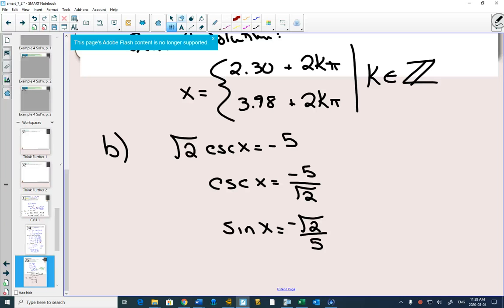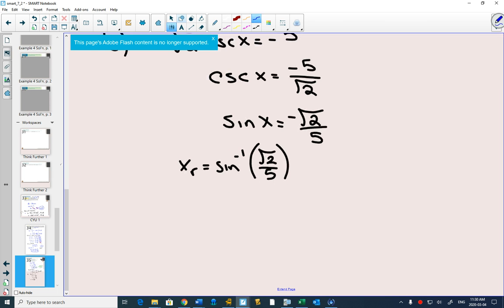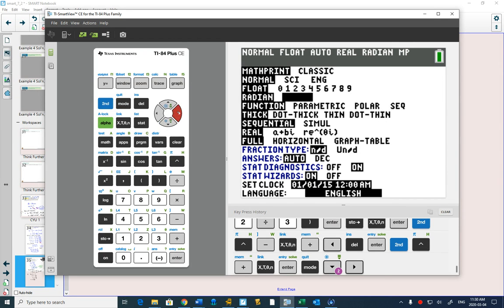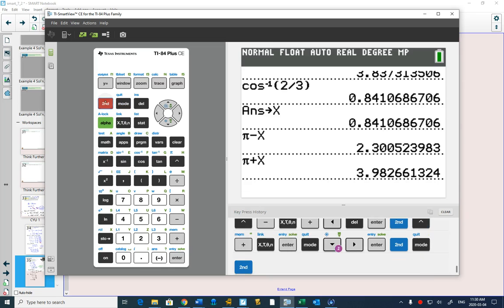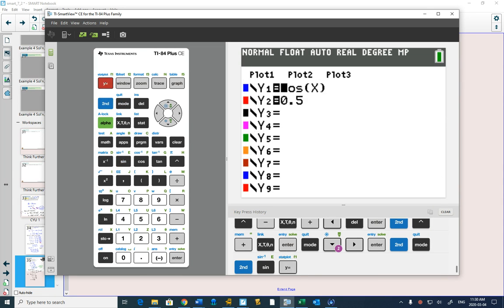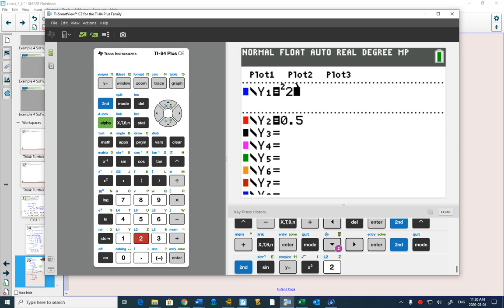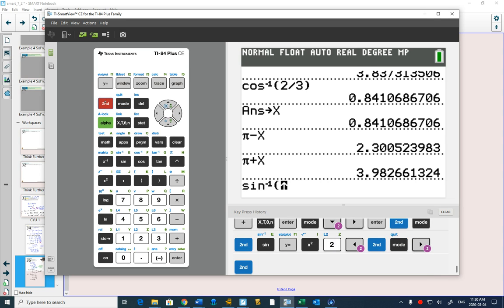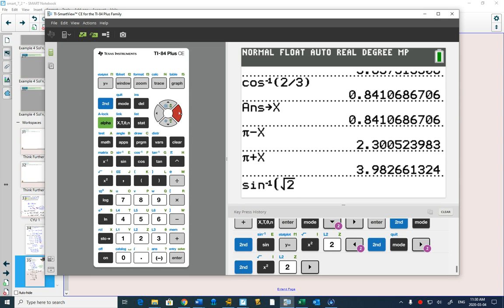Is root 2 over 5 on our pie plate? No. So we're going to have to use our calculator again. Start off by finding our reference angle: sine inverse of positive root 2 over 5. This question is in degrees, so when we go to our calculator, we change our mode to degrees, and then do sine inverse of the square root of 2 divided by 5.